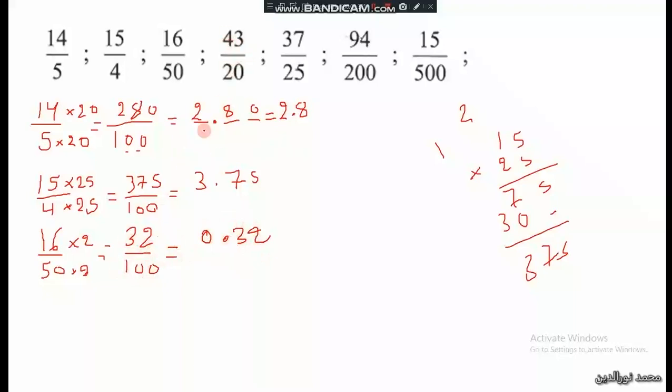And then we have 43 over 20. So 20 is multiplied by 5. We do the same for the upper side. And then we have over 100. 5 times 3 is 15. 5 carry 1. 5 times 4, 20, and 21. And we have two decimal digits. 5 and 1 are the decimal digits. So 2.15.